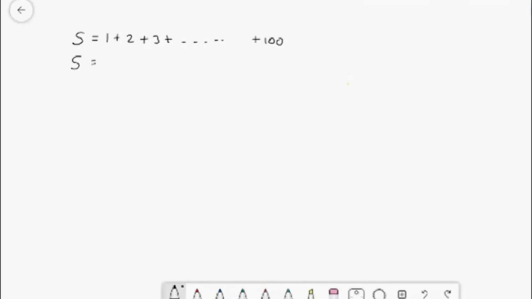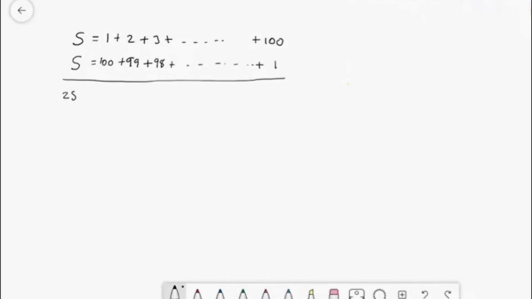The same sum, we start from 100 and write in reverse order: 100 plus. Which will be the next term if we write the arithmetic progression in reverse order? 99. Then 98 plus etc. Which will be the last term? 1. Very good. Now we will add these two equations. So S plus S is 2S.